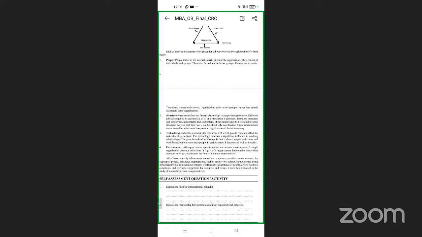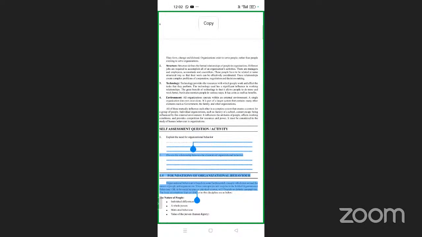Then we have environment. Environment is all about the external environment, where a single organization does not exist. It has to work under various competitive external environments, including political, cultural, and various other elements which have an impact on its working. So it is a larger system that contains many other elements such as government, families, and organizations. Other than these three, many other external factors are all collectively put under environment.